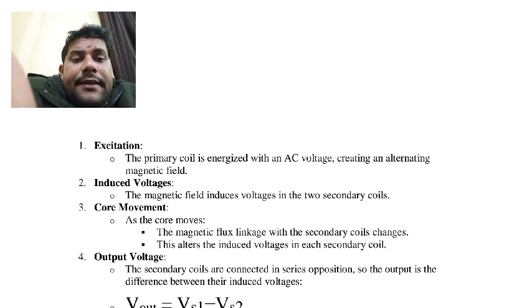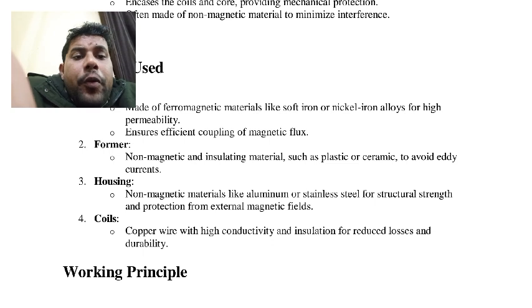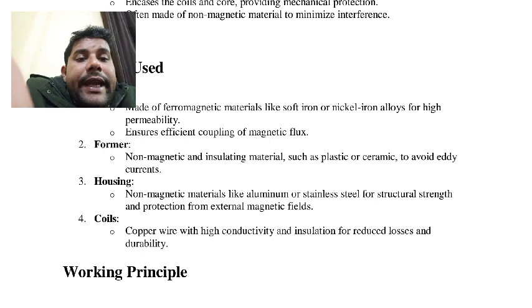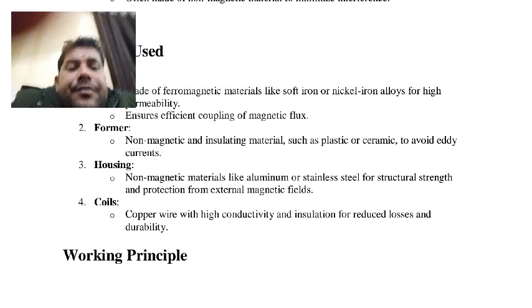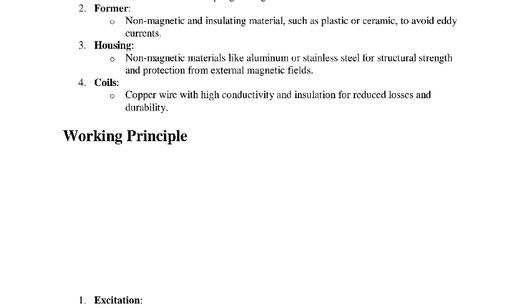Second is the former. What is the former? Non-magnetic and insulating material such as plastic or ceramic to avoid eddy currents. The housing must be non-magnetic material like aluminum or stainless steel for structural strength and protection from external magnetic fields. The coils use copper wire of very high conductivity with insulation for reducing losses and durability.